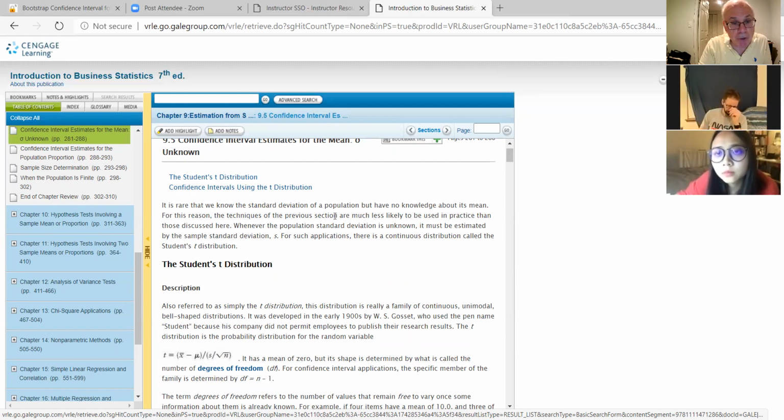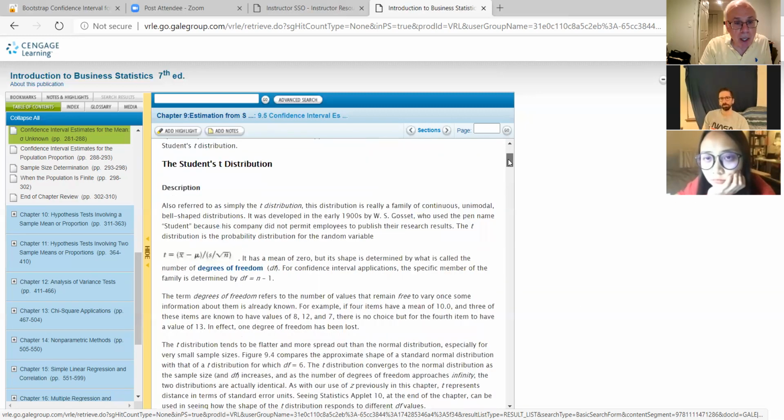So it says the techniques of the previous section are much less likely to be used in practice. Absolutely correct. When the population standard deviation is unknown, it must be estimated by the sample standard deviation S. For such applications, there is a continuous distribution called the student's T distribution, and that's what we use to find the critical value. Now, the T distribution is a family of continuous unimodal bell-shaped distributions.